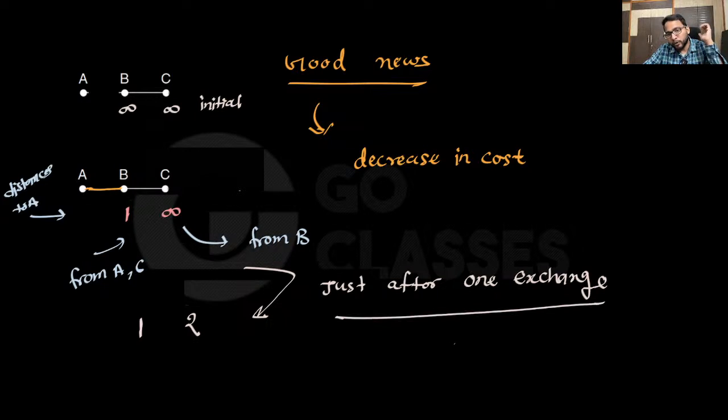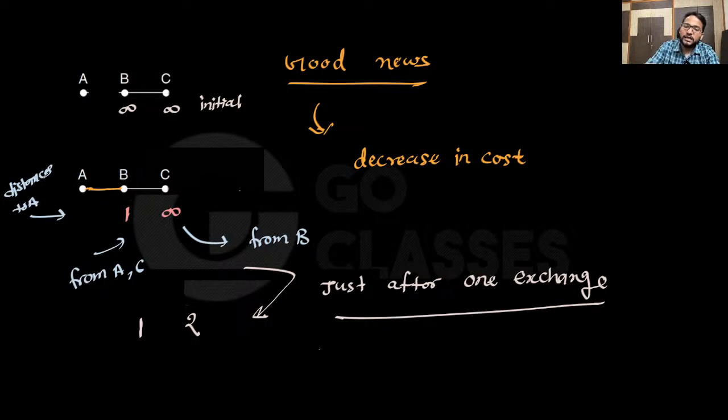Which means if it is good news, which means just a connection, then just after one iteration, the good news has traveled. If it is a bigger network, then maybe 2-3 iterations. Okay, I'm not saying always one iteration. But if it is a very small network, then in this particular case, just after one exchange, we are getting our answer. So are you all convinced that good news, which is decreasing cost, which is basically infinity to 1, right? Good news is really traveling fast.